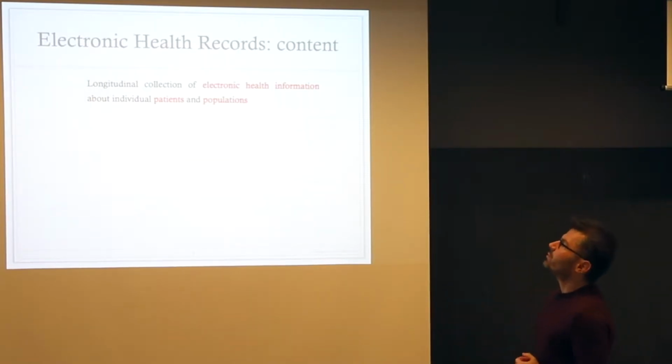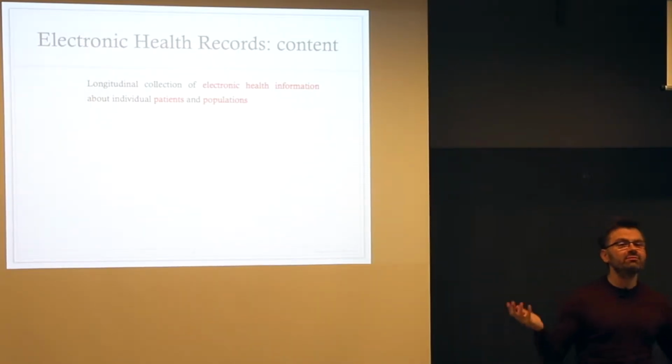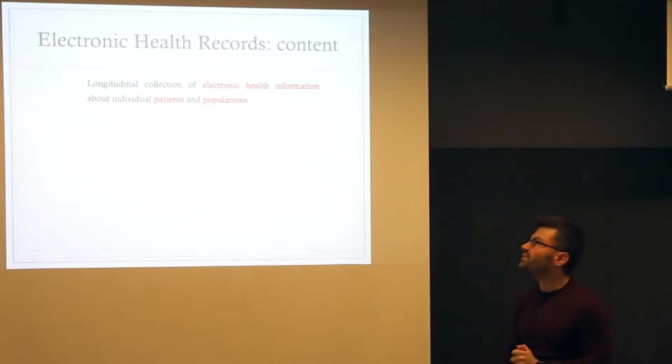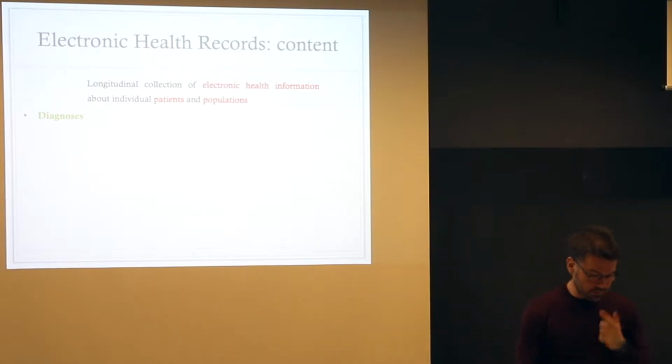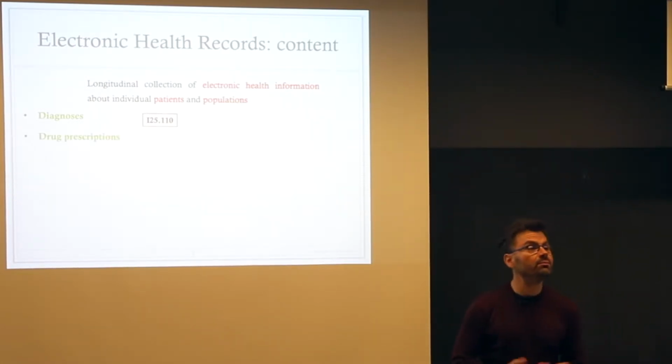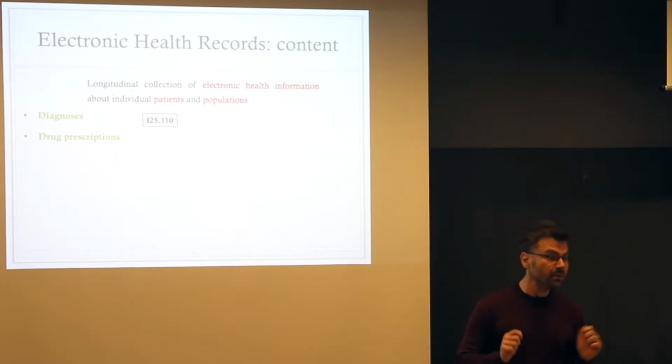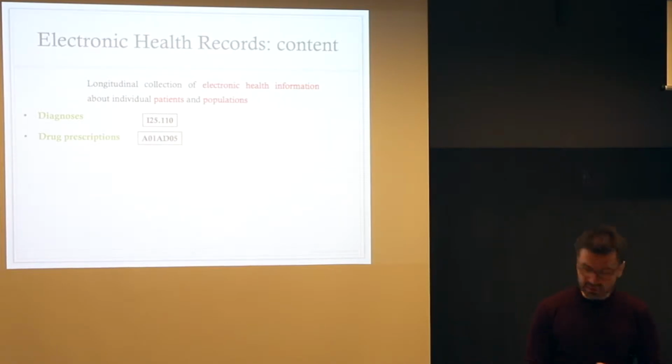So what is an electronic health record? There are many different definitions, and this is an evolving concept, but for us, we can see it as a longitudinal collection of electronic health information, including patients and populations. And it's a quite rich data set, and it contains diagnosis in the form of ICD-10 codes. It contains drug prescriptions that the doctors prescribe to patients or patients pick up from the pharmacy. These appear in the form of ATC codes, as they're called.